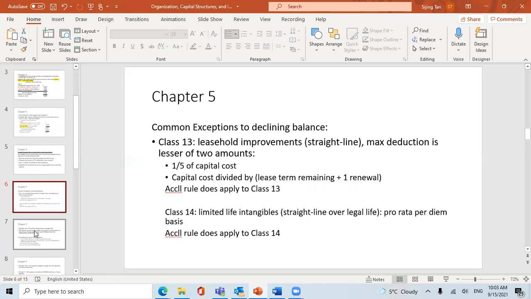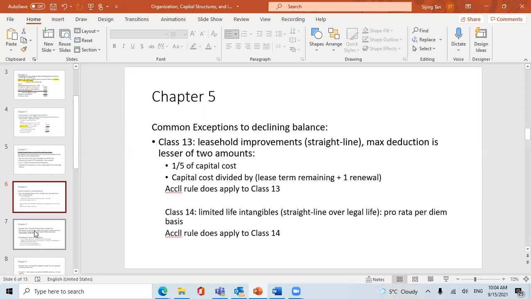We talked about these exemptions, class 13 and 14, at the very beginning of this class, right? Because class 13 is for leasehold improvements and is under the straight-line method. So the max deduction is the lesser of the two amounts. So the calculation under class 13 and class 14 is different from the ones I just showed you.